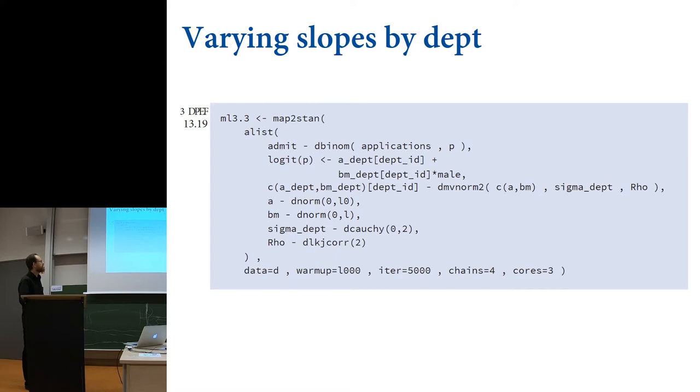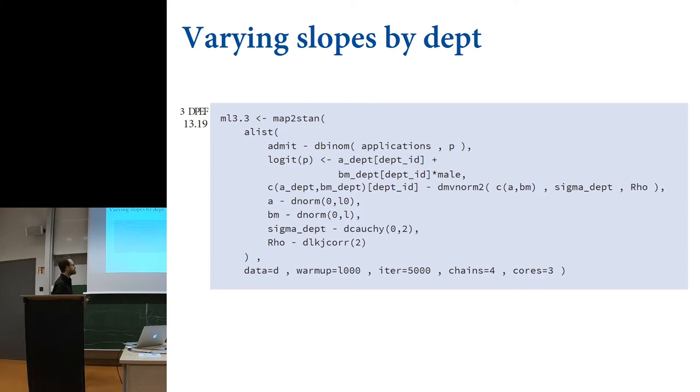So the code, and if you're going to fit this with map to stan, you can probably guess what it's going to look like, and it looks like our previous examples here. We're bracketing on department ID, and that instructs the code to make a vector of parameters with the same length as the number of unique departments it finds. And then we get this vector for the intercept for each department and its slope. And those are also indexed by department ID. And then there's our dmvnorm2, which is just a form of multivariate normal, which takes a vector of sigmas and then a correlation matrix, because we want to have them be separate parameters in the model, because we want to specify priors on them separately.